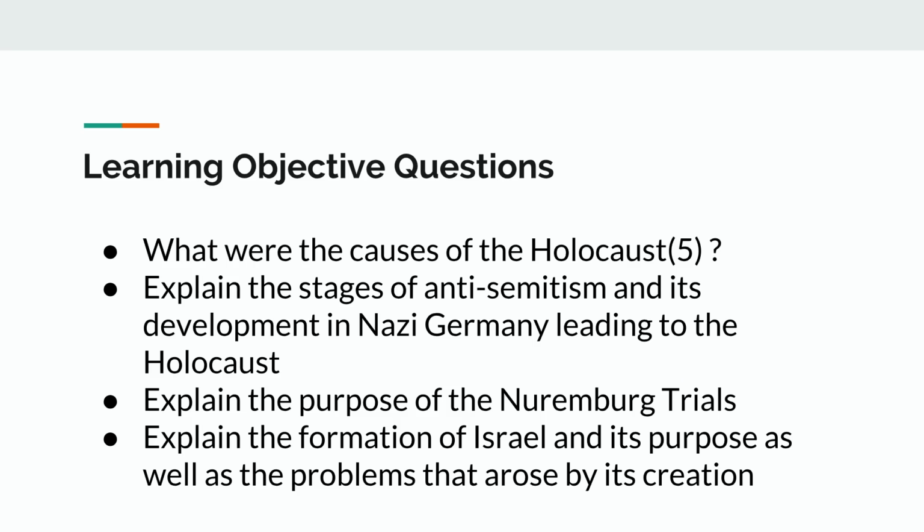Let's go look at those learning objective questions. You definitely want to write down these answers for these questions. If you want to write the questions down, you can. Now, what were the causes of the Holocaust? Explain the stages of anti-Semitism and its development in Nazi Germany leading to the Holocaust. Explain the purpose of the Nuremberg trials, and explain the formation of Israel and its purpose, as well as the problems that arose by its creation.